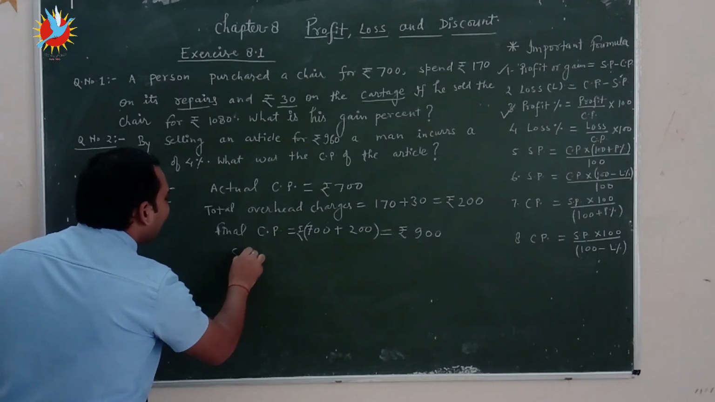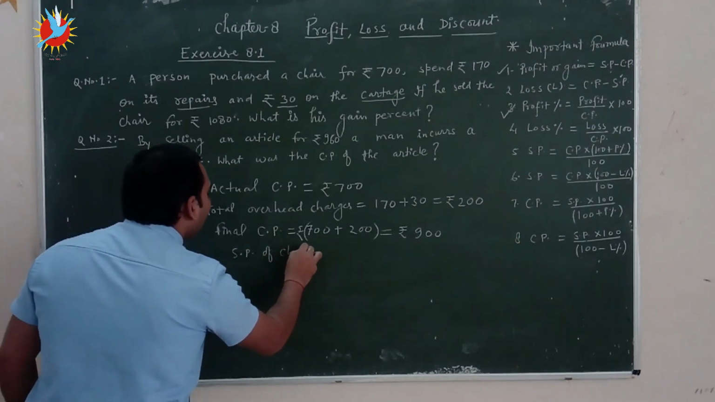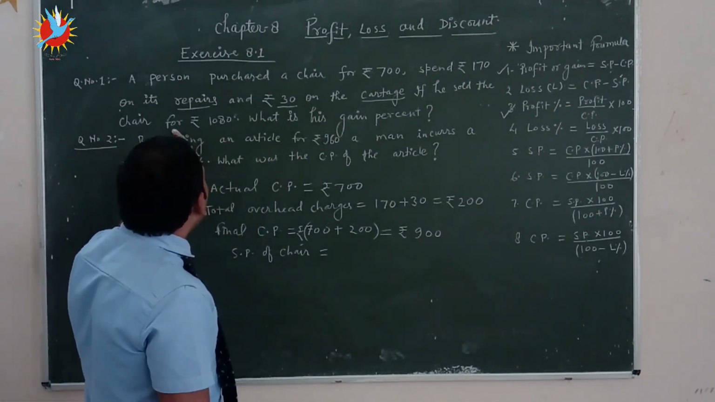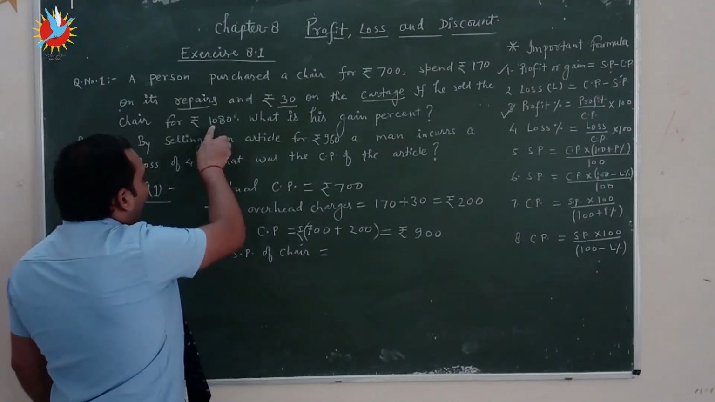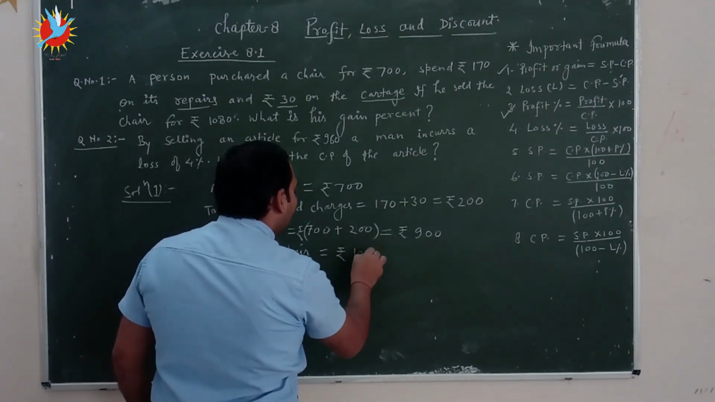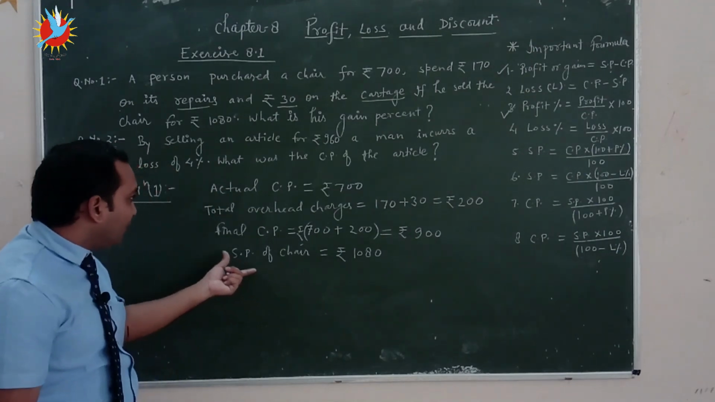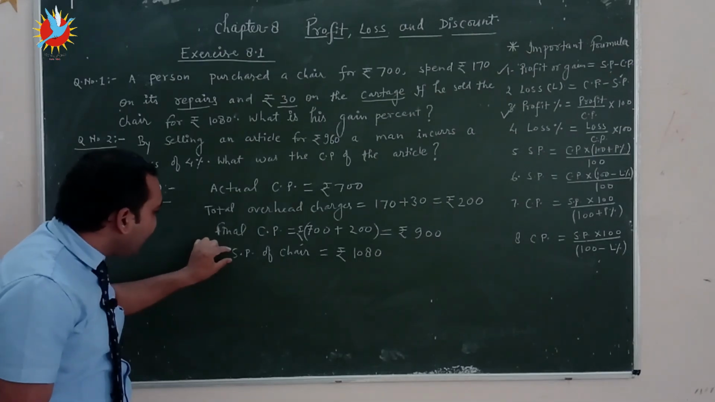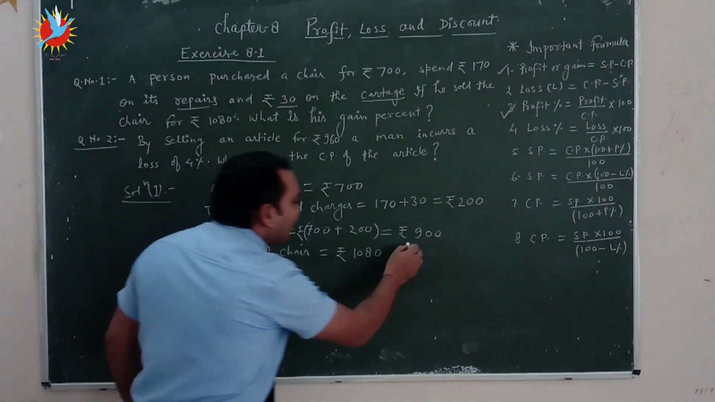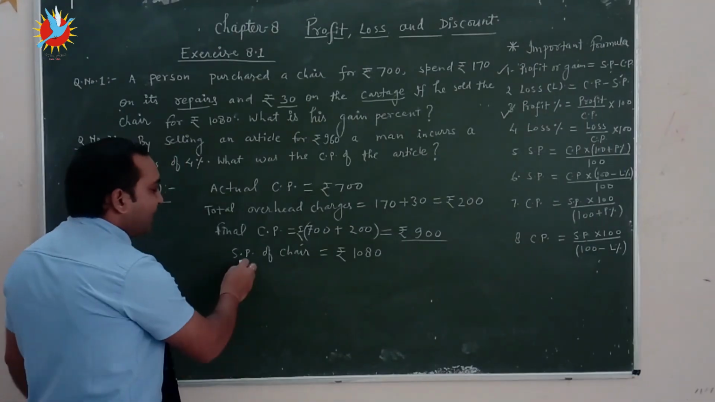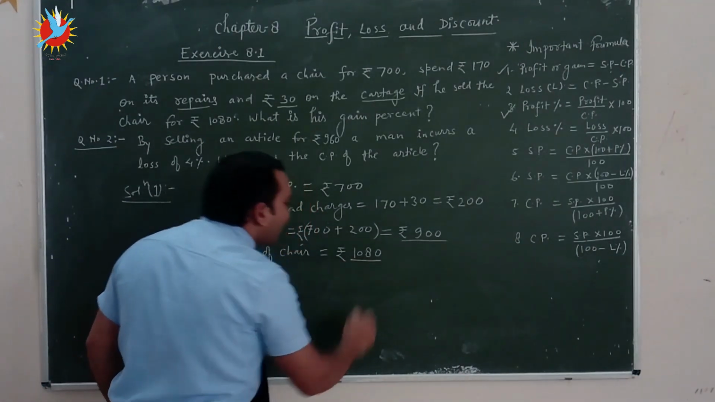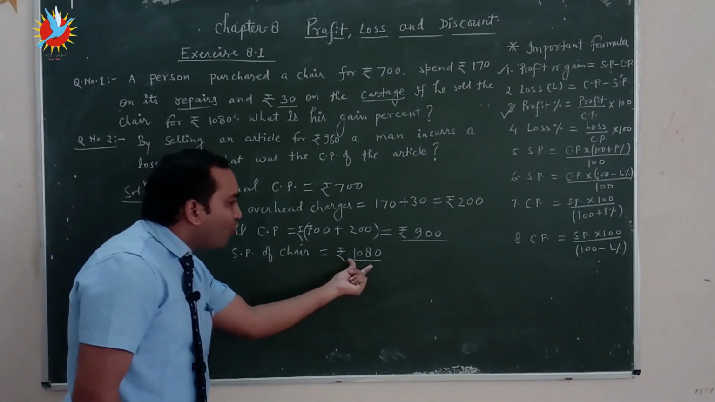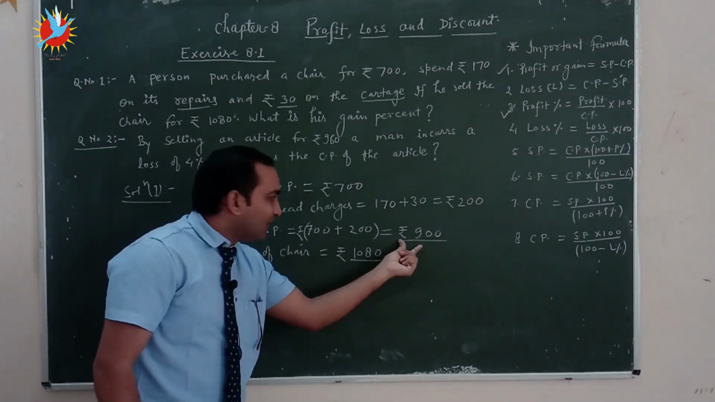Selling price of chair is equal to, he sold the chair at rupees 1080. So it is very important, the final cost price and final selling price. So final cost price was 900 and he sold the chair for 1080. So we observe that the selling price 1080 is more than the cost price, that is 900.